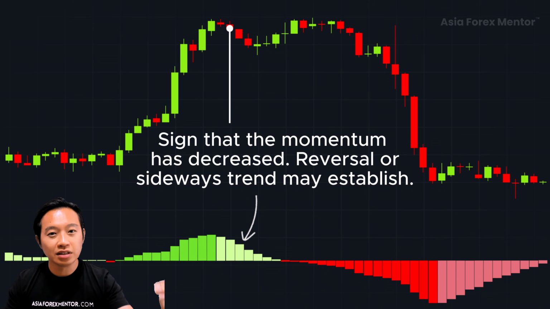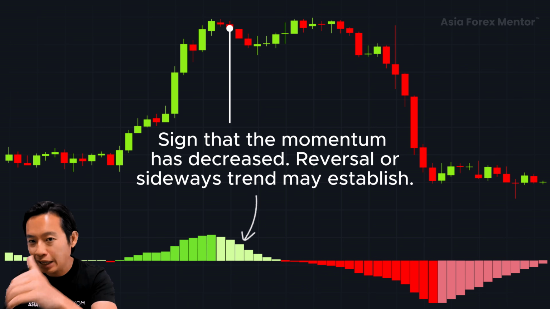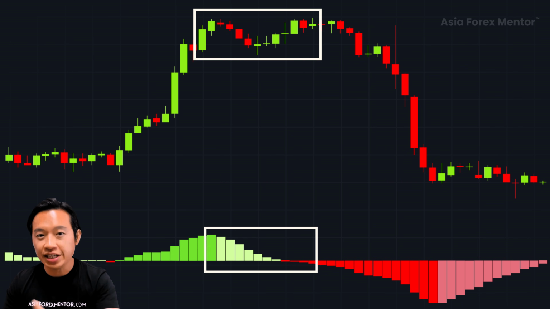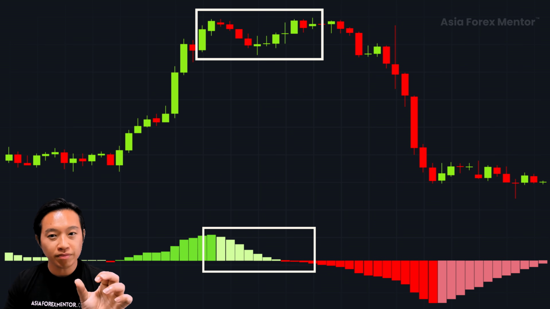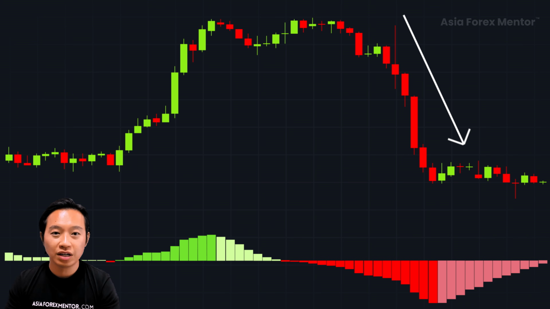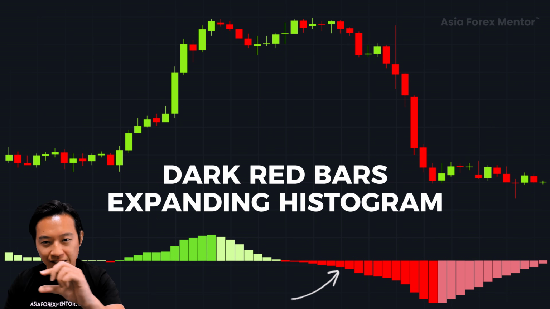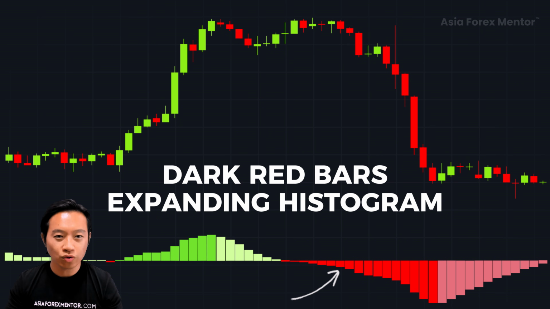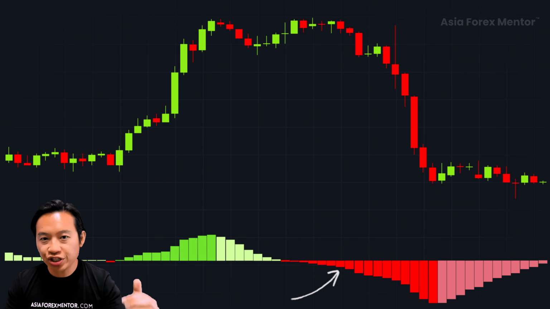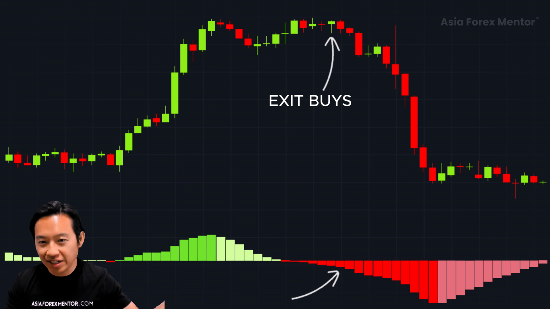When it's slowing, the momentum decreases, right? A reversal or a sideways trend may now establish itself. As you can see, the shrinking of the histogram coincides with this sideways range. Then we have this downwards move. At the beginning of the down move, you will see these dark red bars with an expanding histogram. Again, depending on your trading strategy, this is your chance to exit your previous buy positions.